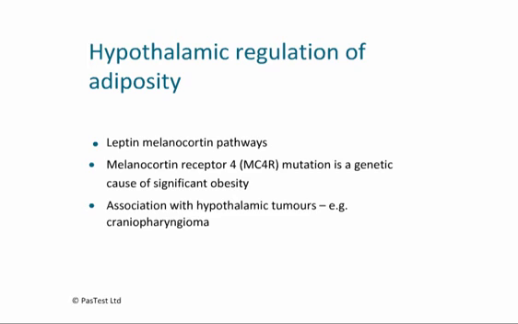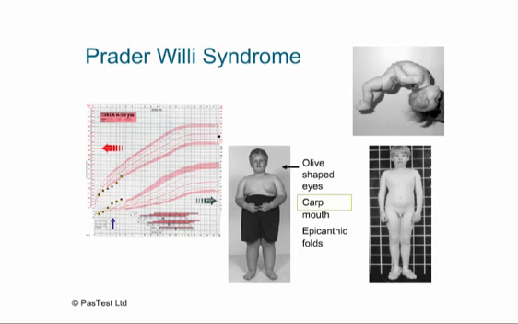One aspect in that pathway involves the melanocortin receptor 4, which, if mutated, can cause significant obesity. Note that in conditions such as a craniopharyngioma, there is damage to the hypothalamus, which can lead to obesity. This slide is one of Prader-Willi syndrome.